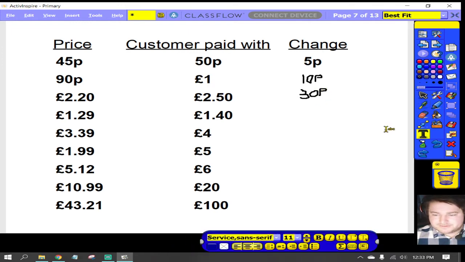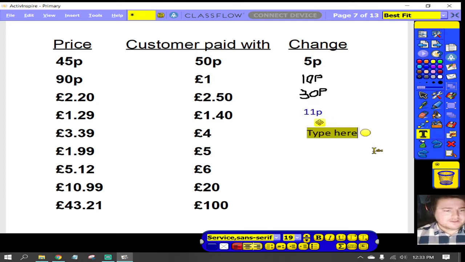I might swap to that now. 29 to 40. 29, I'm going to add 1 to make it 30, make that easier, and then add what? 10. So actually, the answer is 11p. Can you see that all right? Let's maybe make that a bit bigger. So that answer is 11 pence.